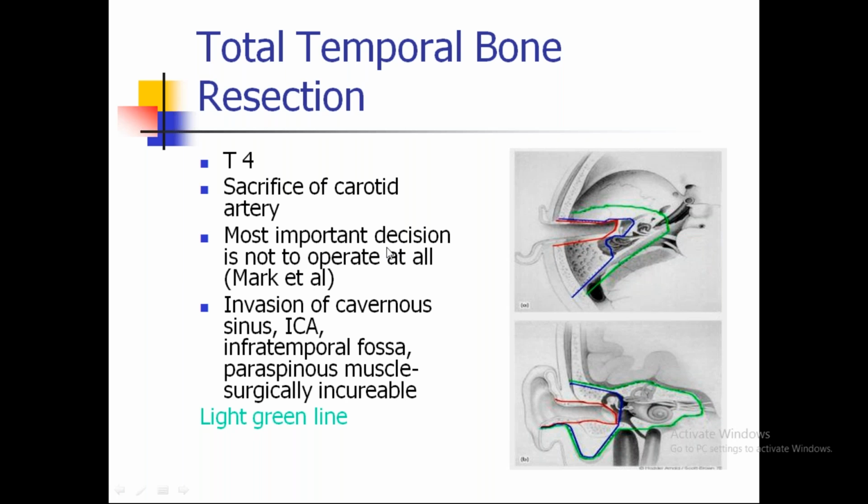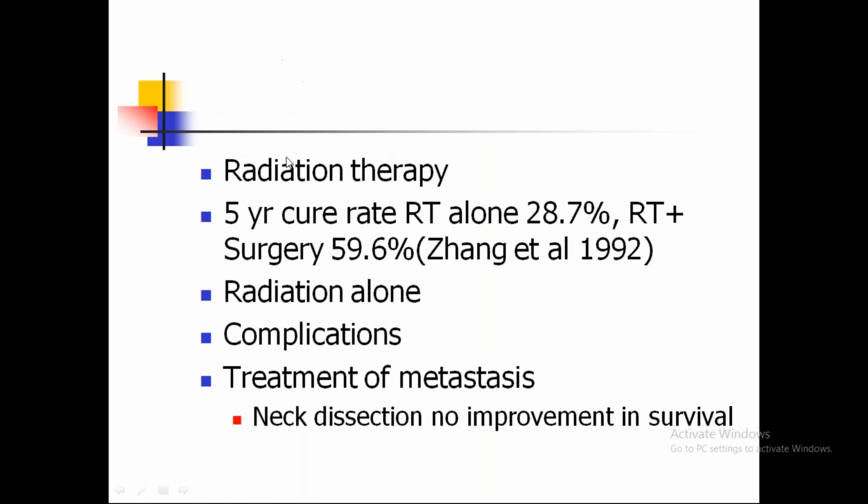The most important decision is not to operate at all. Generally, if it is T4, it is better not to operate, because if you remove this whole of the structures, then the patient will have a lot of problems, because you have to sacrifice the carotid. If the carotid is removed, then the patient cannot live. It will be a problem for him. So generally, it's not done. Invasion of the cavernous sinus, ICA, infratemporal fossa, all these are generally removed in a case of total temporal bone resection.